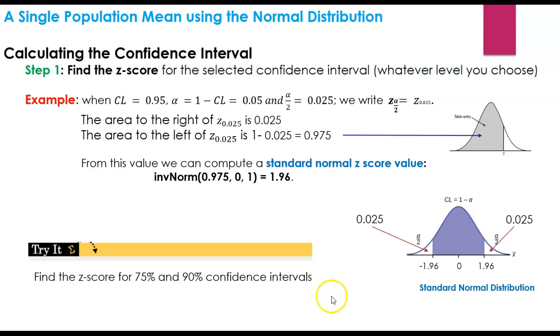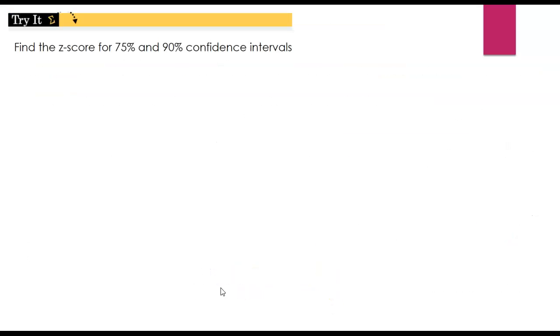Now, what you're going to do next is practice this technique and find the z-scores for 75% and 90% confidence intervals. So you can stop the video for a moment, use the results that we just had to guide you, and compute the 75 and 90% confidence intervals.